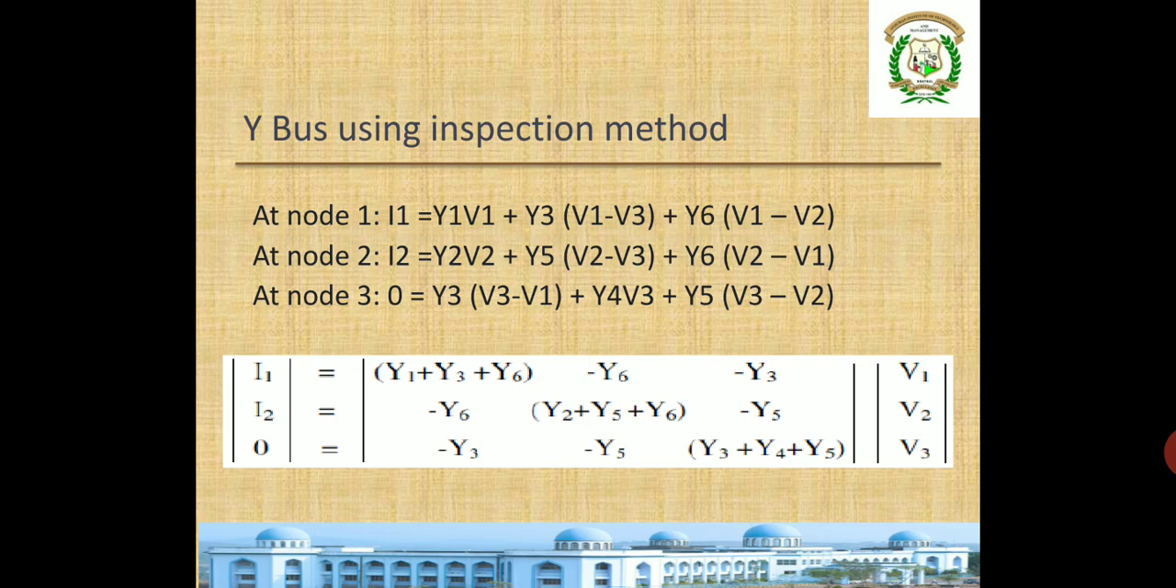KCL. We can replace this with matrix form where I1, I2 and 0 are on one side, and you can simplify it and take common terms. We can write it as Y1 plus Y3 plus Y6, minus Y6, minus Y3 in the first row. Second row: minus Y6, Y2 plus Y5 plus Y6, minus Y5. Third row: minus Y3, minus Y5, Y3 plus Y4 plus Y5, multiplied with another matrix, that is V1, V2, V3. So these are the three different buses we got here.